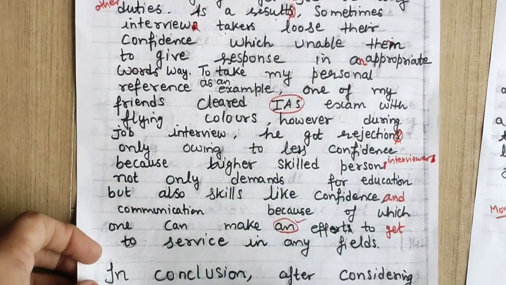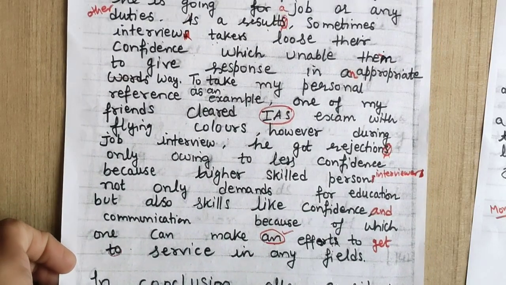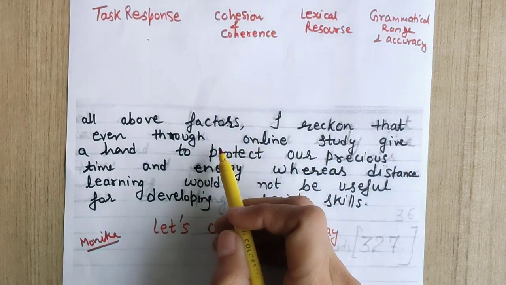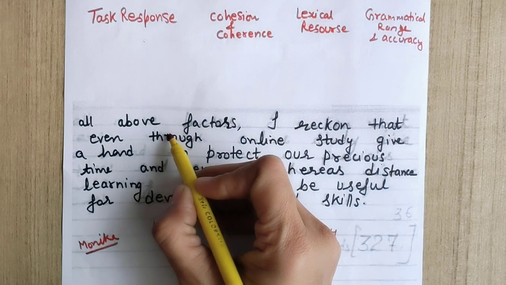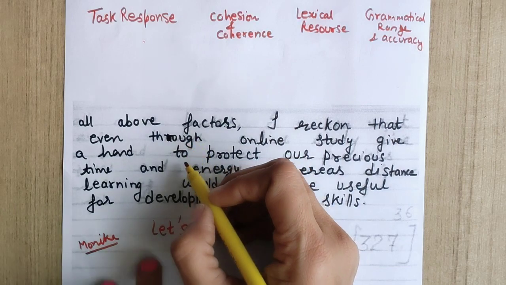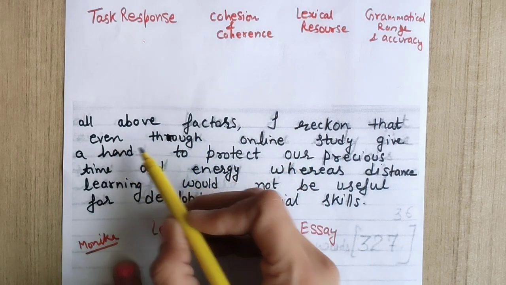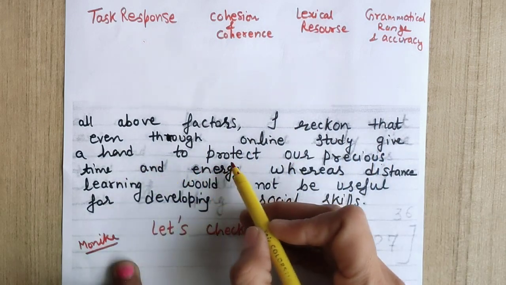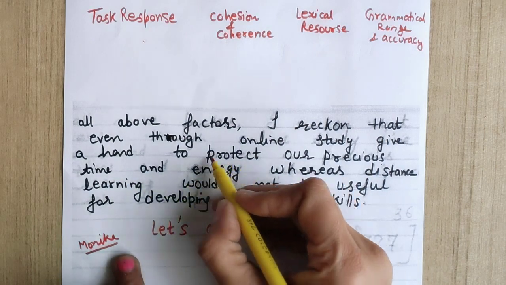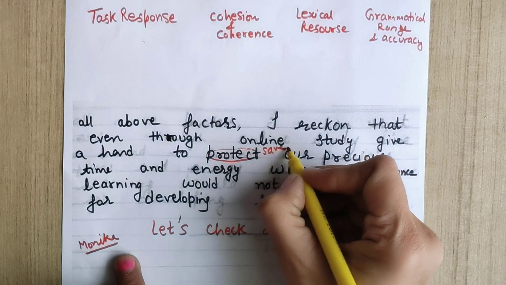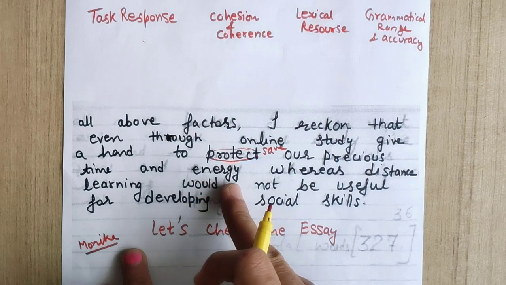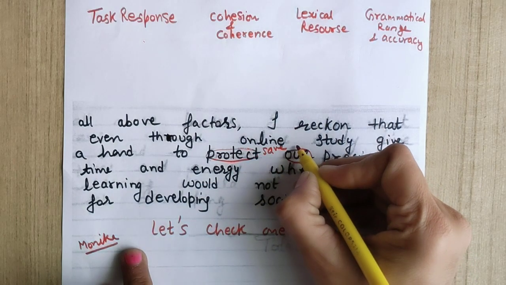Okay, now for the conclusion. In conclusion, after considering all above factors, okay, I reckon that even though, no, it is though, she was right actually, though it was by mistake. Even though, because I have written with my sketch pen, that's why these kinds of words are like that. That even though online study give a hand to protect our precious time, to save, what is protect? So that is not a correct word to write, a synonym of this kind. And to save our precious time. Why hour? To save students.